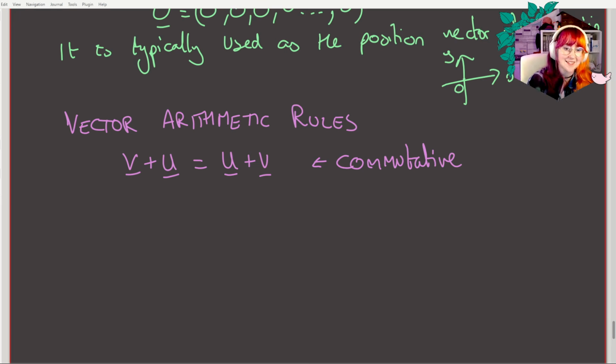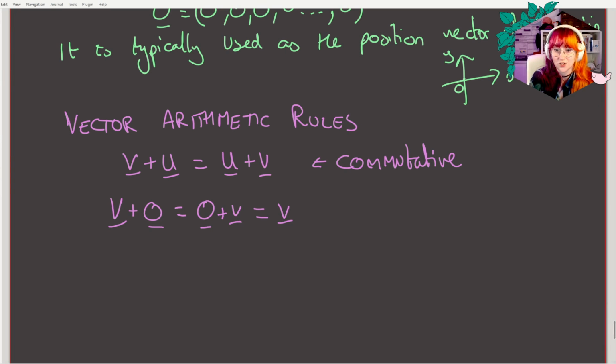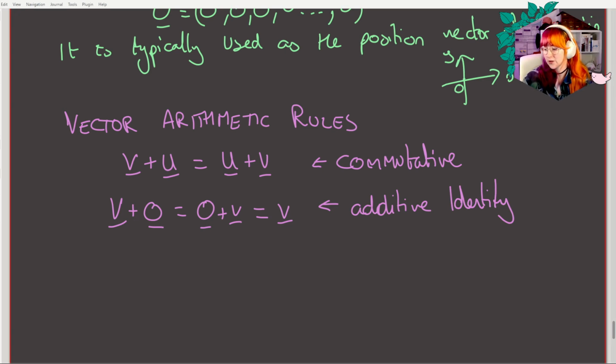Okay. If we added the zero vector to a vector, it doesn't change its length and it doesn't alter its direction. So v plus 0 is the same as 0 plus v because it's still commutative, and it's just the same as v. So we can add 0 to something and it won't change it. And this is what's called the additive identity. So 0 is the additive identity.